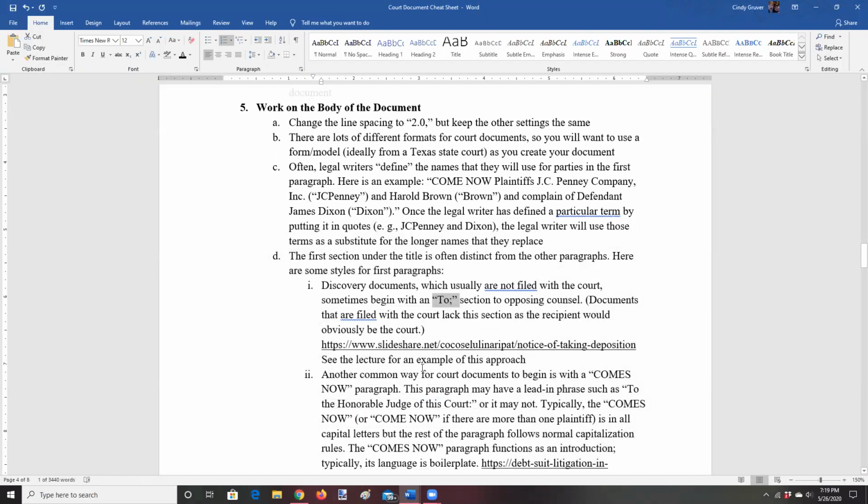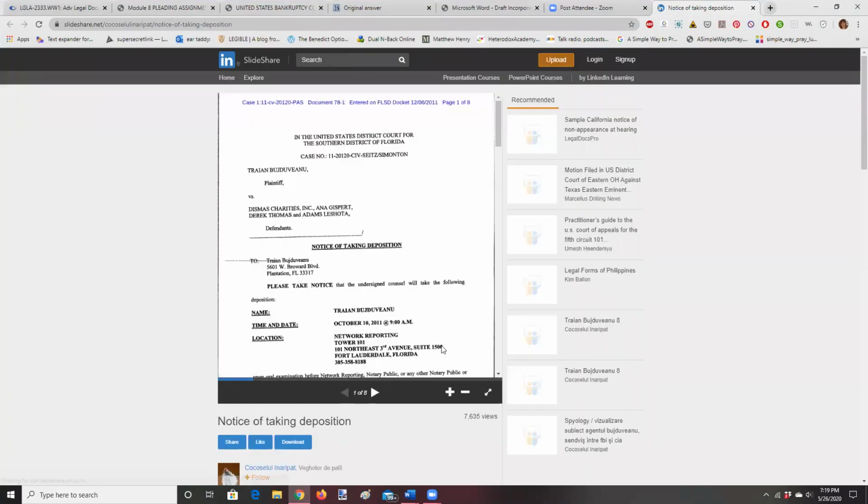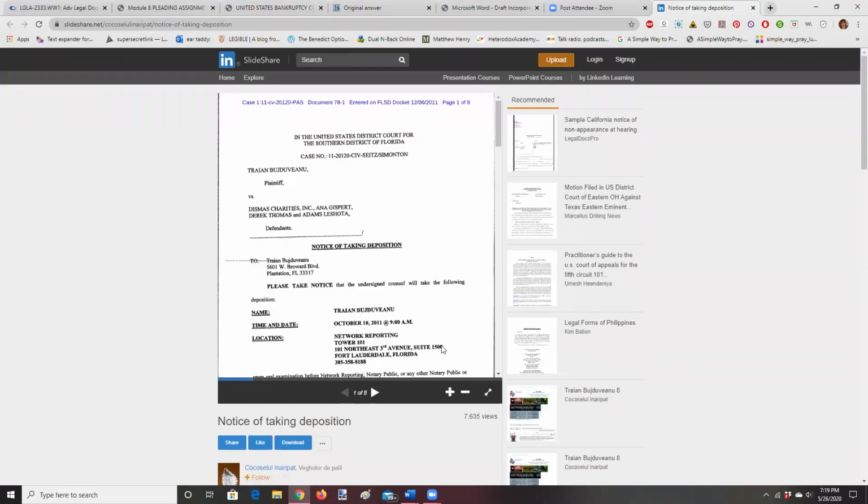Let me show you. Again, we do the to section because it really is to opposing counsel. It's not to the court. And so it wouldn't make sense to do that if we were filing it. If this were actually going to the court, then it would be silly to say it's to opposing counsel. Well, no, I mean, we're giving them a copy of it, yes, but that's for the certificate of service. But we don't include this to section when it's actually to the court. Here's an example of it.